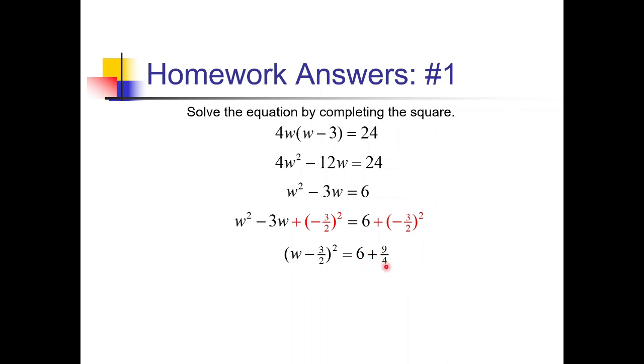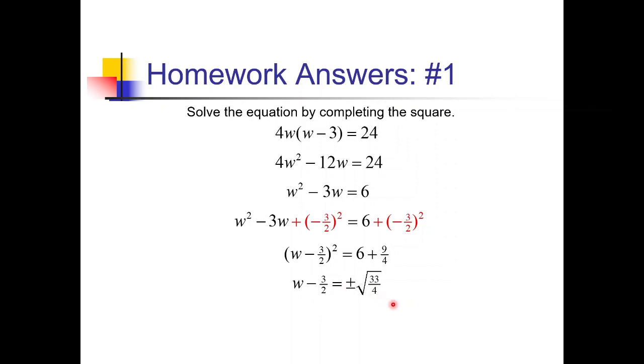Now 6 plus 9 over 4 is like 24 fourths plus 9 fourths if we get a common denominator. So that comes out to 33 over 4. And we're going to square root that along with the stuff on the left side. So square rooting both sides, we've got w minus 3 over 2, and then plus or minus square root of 33 over 4. Let's simplify this 33 over 4 a little bit, and then we'll do our final step.